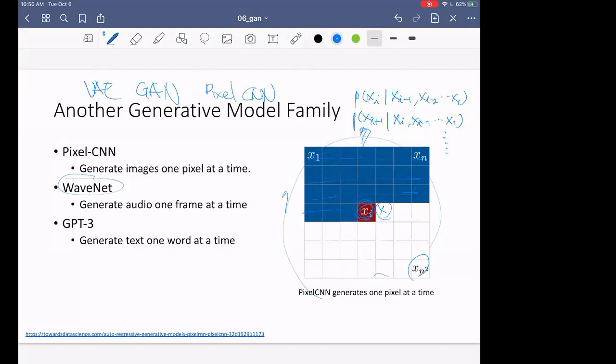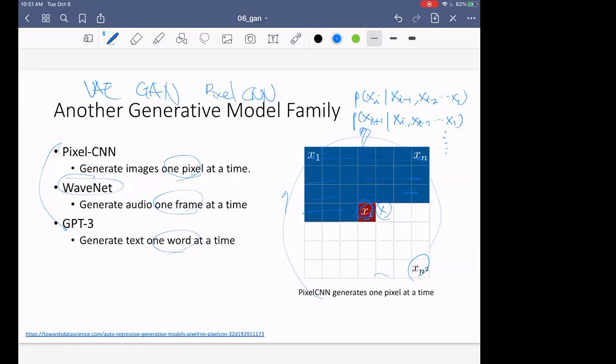And most recently, GPT-3 took the world by storm. They showed state-of-the-art performance in generating sentences or even short documents or short articles. And the way they do it is they generate one word at a time. So you can see that there's a common principle in all these models. They either generate one pixel at a time, or one frame at a time, or one word at a time. So they do it autoregressively.